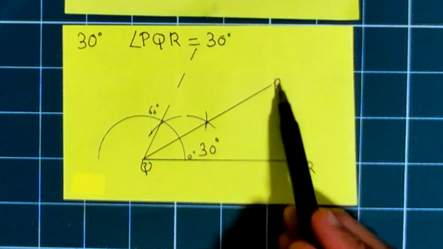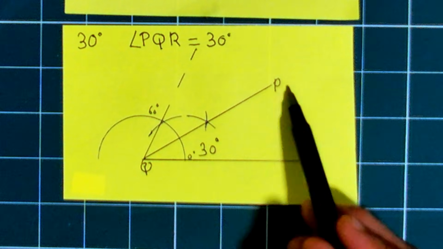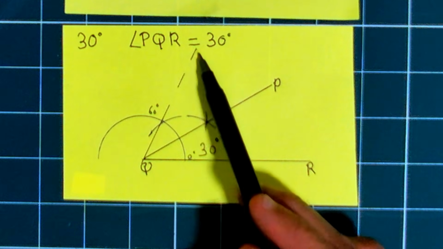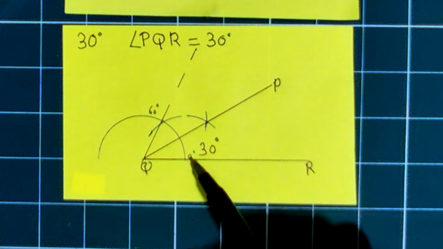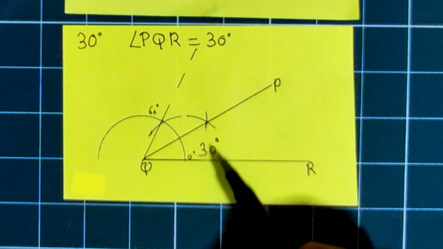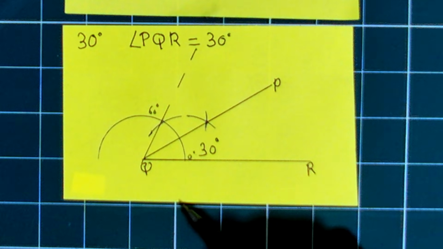Learn one more thing. PQ is an angle bisector. PQ is an angle bisector. Done, students? It has bisected angle 60 degree into two equal halves. So we have not only learned to draw 30 degree, but one new concept is made clear, that PQ is an angle bisector.